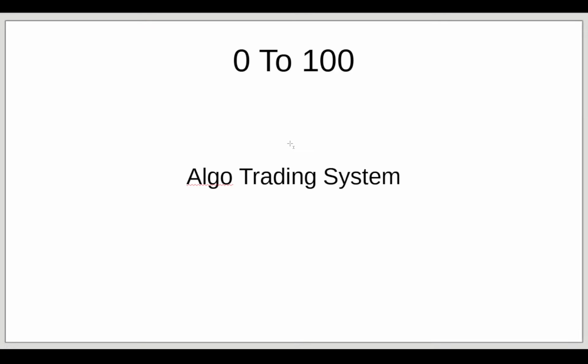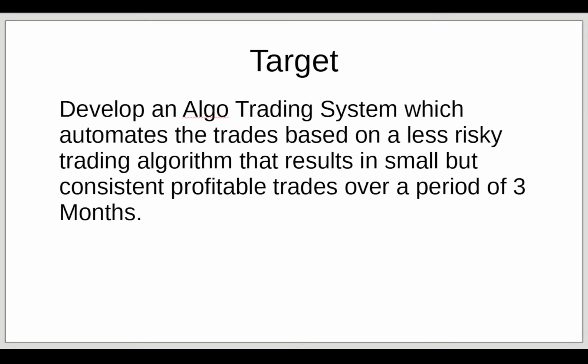So let's start. Okay, the target of this algo trading system is to automate the trades based on a less risky trading algorithm, which means that I'm going to make it automatic, everything based on some code I'll write and make it automated. I don't have any manual intervention. And also the algorithm I will select for this trading would be something that is very less risky, which means that I'm not going to do high risk trades.